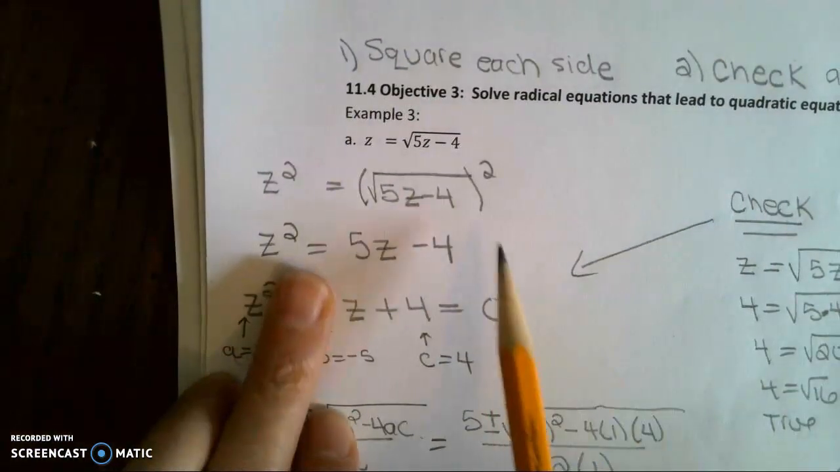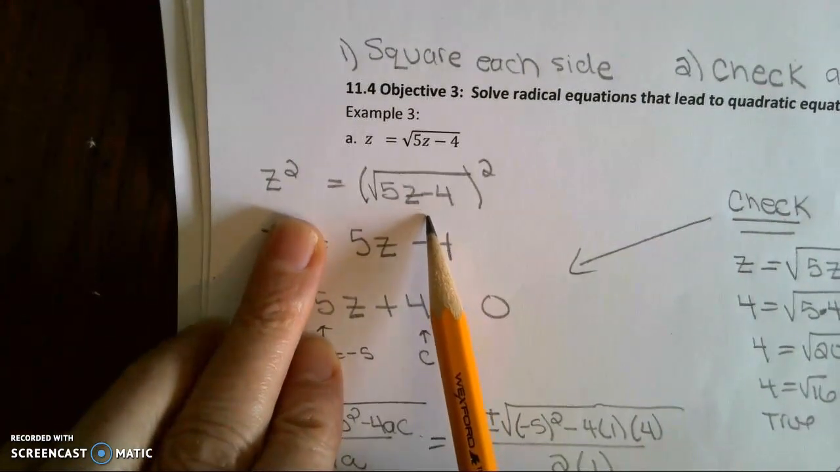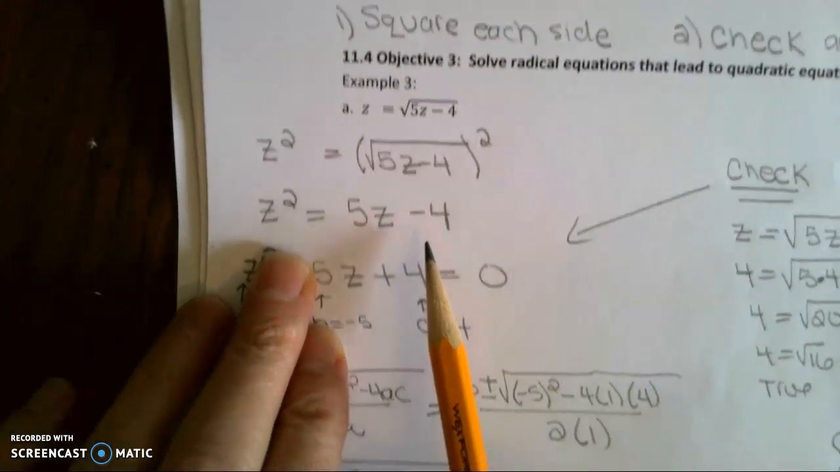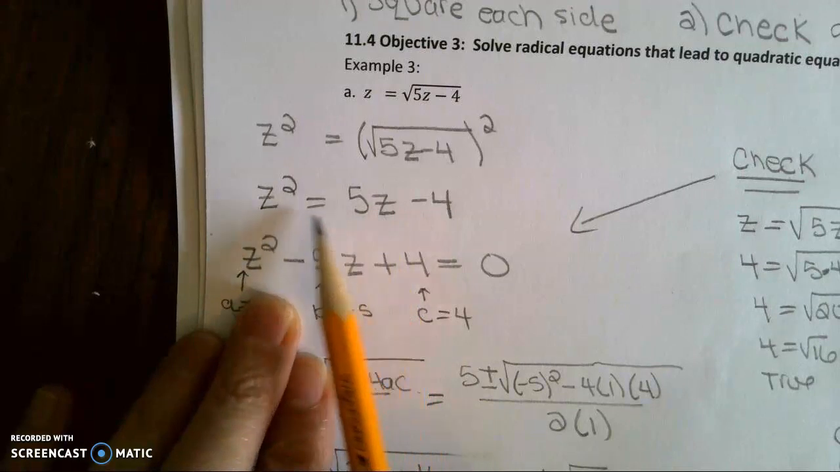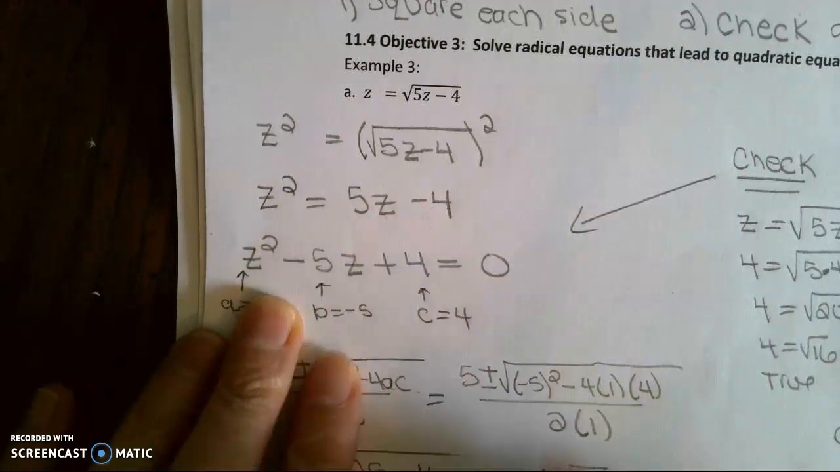Okay, so the first thing I'm going to do is square each side, and then I want to bring everything to the left-hand side and put it in quadratic form. So I subtract 5z and I subtract 4.